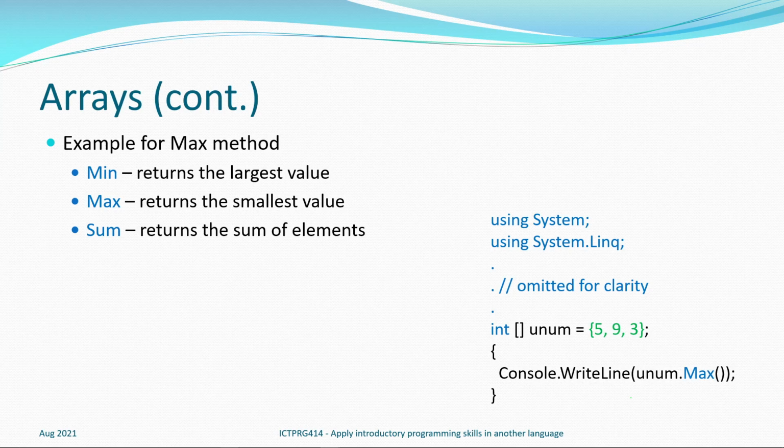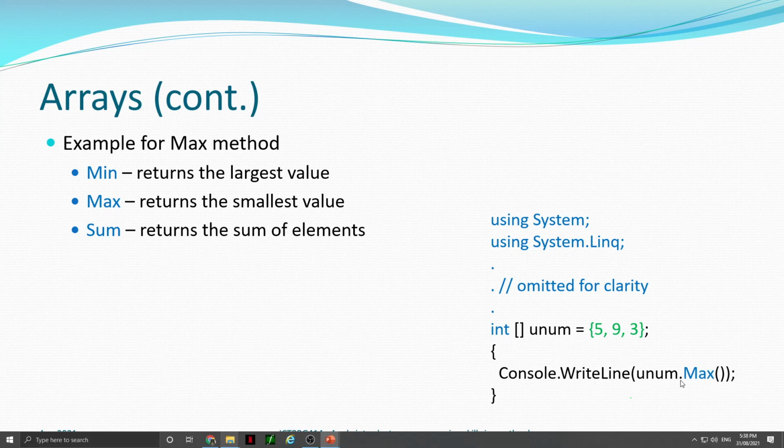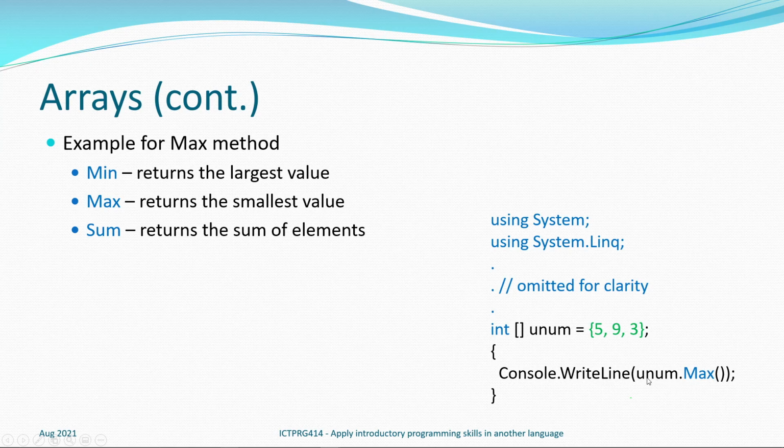So here you can see, using System, then underneath it using System.Linq, and then the rest of the code where you set up the array, and then we've got Console.WriteLine(unnumbered.Max). So what we're saying is we're going to put the maximum value as the output.